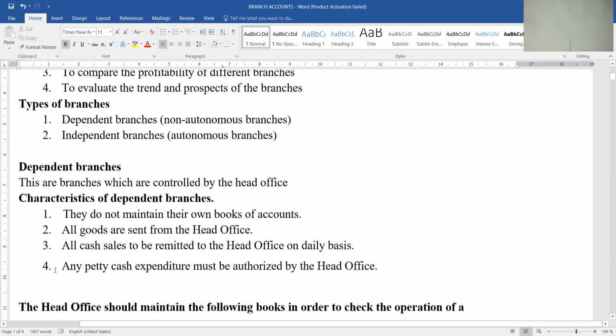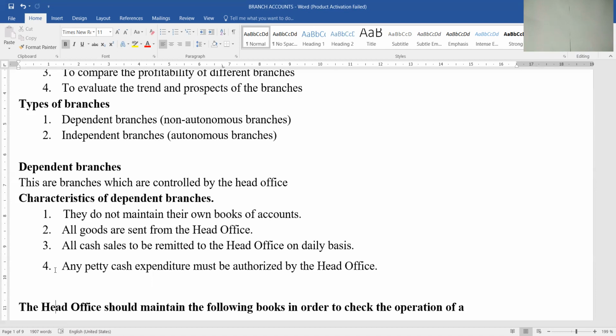So unlike the independent branches, which are independent on their own, the characteristics of dependent branches are that they do not maintain their own books of accounts. As we have said from the definition, they are controlled by the head office. All goods are sent from the head office, so the goods the branch receives come from the head office.